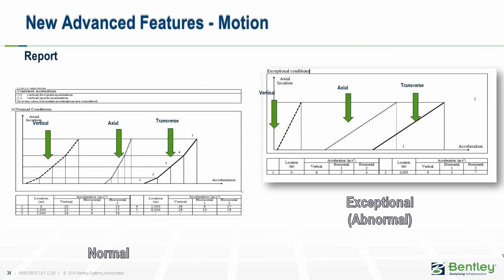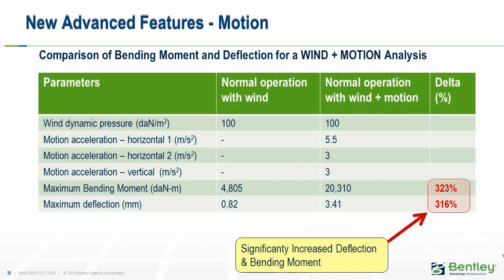This is how the report looks. The vertical, axial, and transverse accelerations are plotted as 3 different curves as shown. The report also shows the accelerations for the normal condition and for the exceptional condition. A comparative analysis to show the effect of transportation forces is shown in this slide.